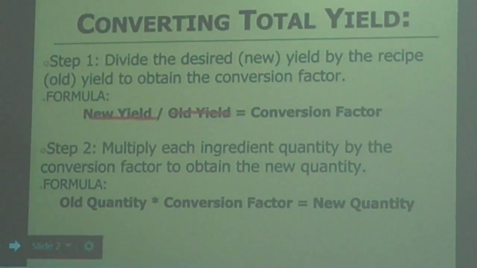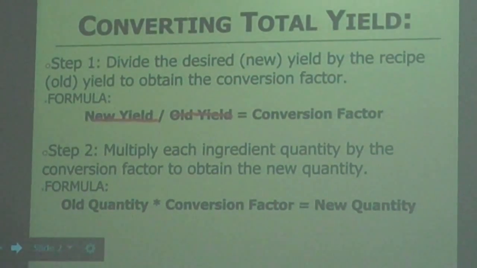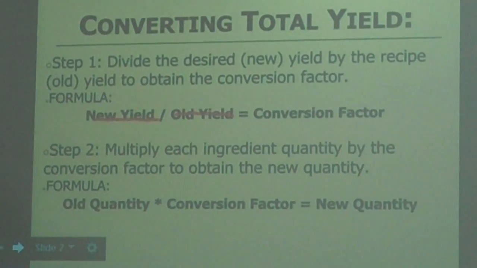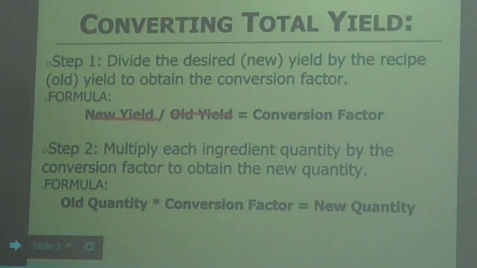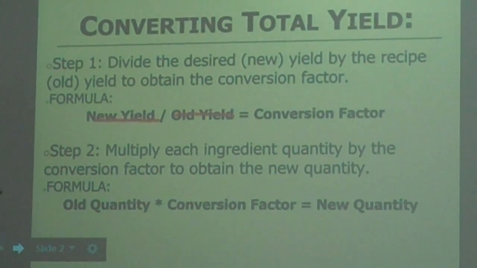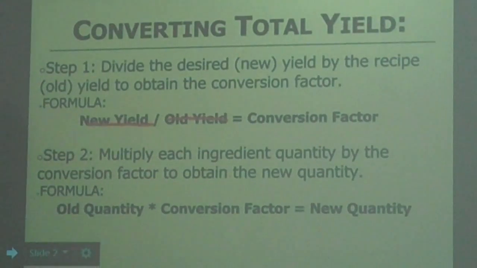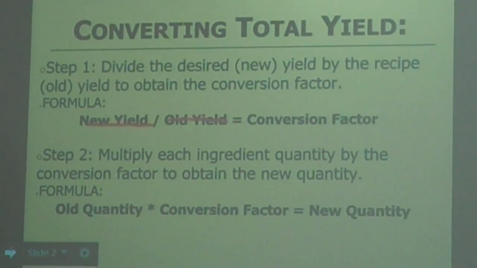It's usually at the top or whatnot, and then you're going to take that conversion factor, step 2, and multiply your conversion factor by each old quantity in the actual recipe, and that gives you your new quantity based off whatever your new yield is. Now, if you're asking yourself, okay, I'm confused, let's put this in an actual problem, and that will probably help break it down for you.